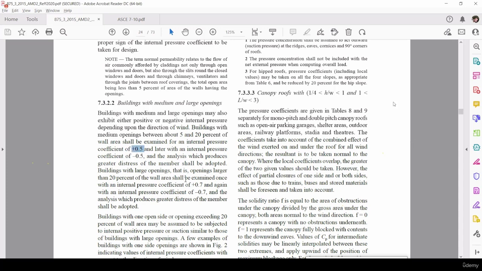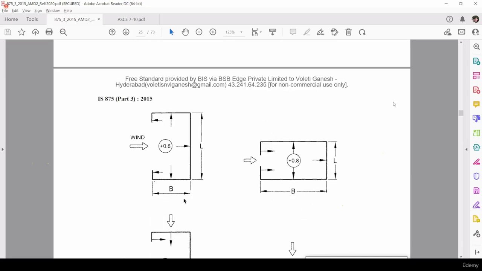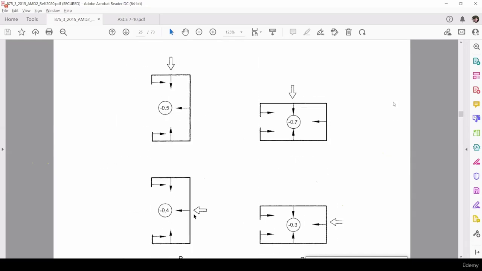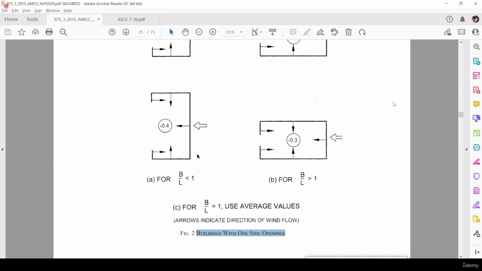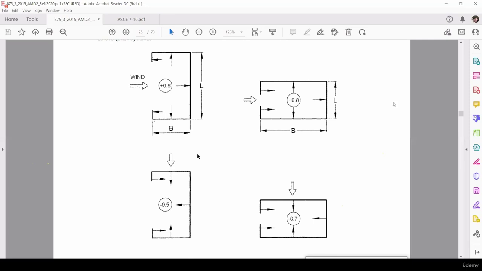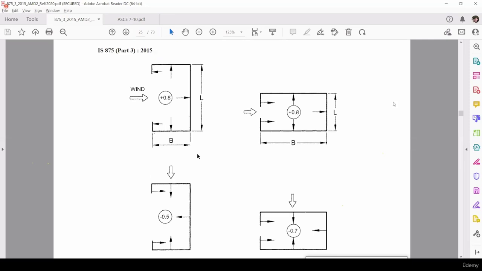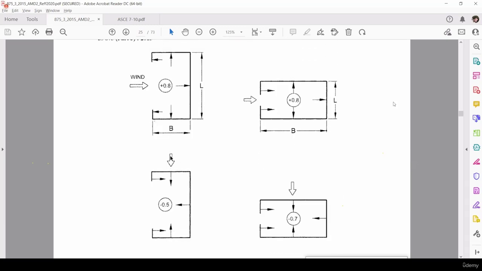Okay. Sir, in that diagram, some internal coefficient is given. Yeah. We will consider that, or the coefficient which is given in the table, we will follow that. Here he has mentioned buildings with one side openings. Yes, tell me. We will consider this coefficient which is shown in this page, or we will follow the table that we were shown previously. No. If the wall is completely open on one side, we have to use these coefficients only, as per the direction.